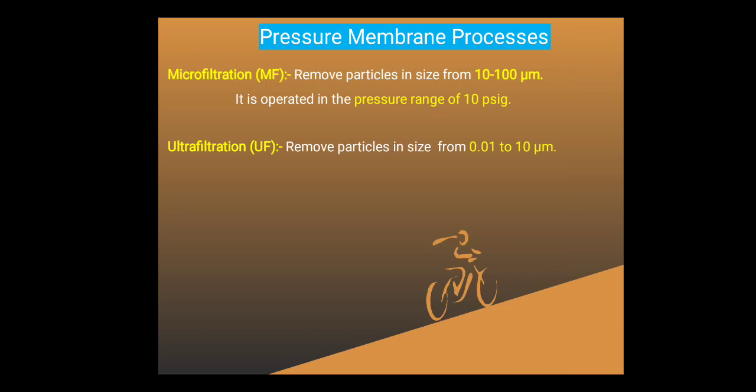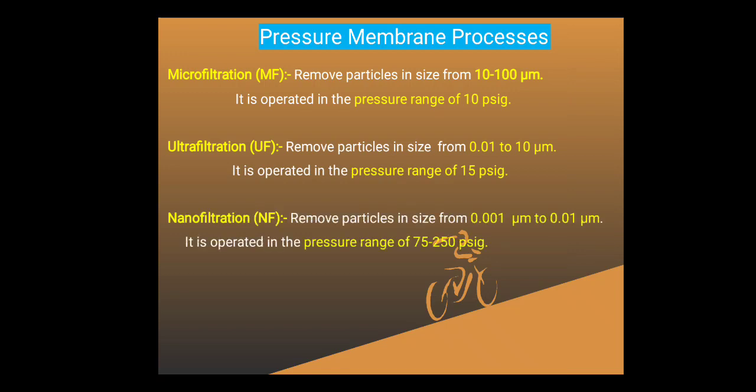While ultrafiltration removes particles of size 0.01 to 10 micrometer. It is operated in the pressure range of 50 psig. Nanofiltration removes particles of size 0.001 to 0.1 micrometer. It is operated in the pressure range of 75 to 250 psig.